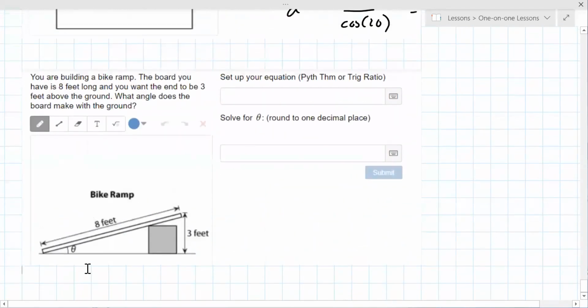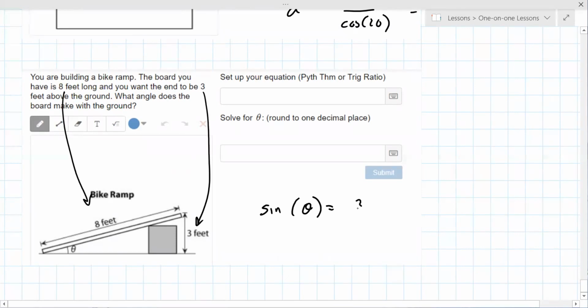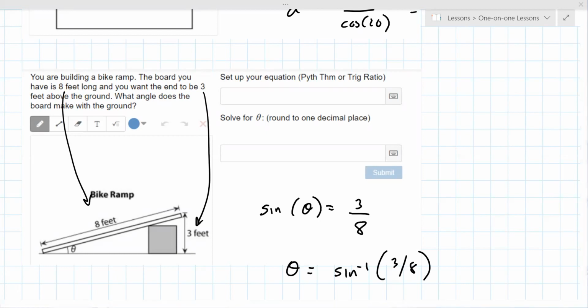What's nice here is they're putting all the numbers into this, so we don't even need to read it. The reading would be to take the numbers and say that goes there and that goes there, but it's already set up for you. So relative to theta, what you're trying to figure out is this is opposite and this is hypotenuse. So sine of theta equals 3/8. So theta equals the sine inverse of 3/8, and we're rounding to one decimal place.